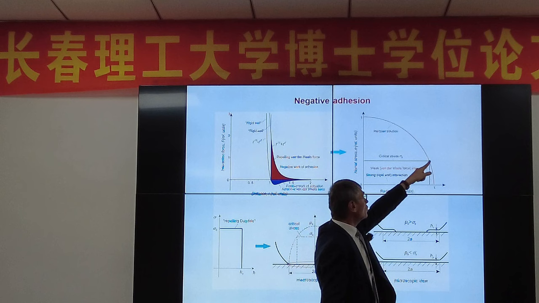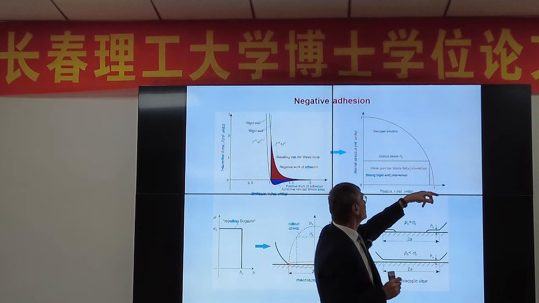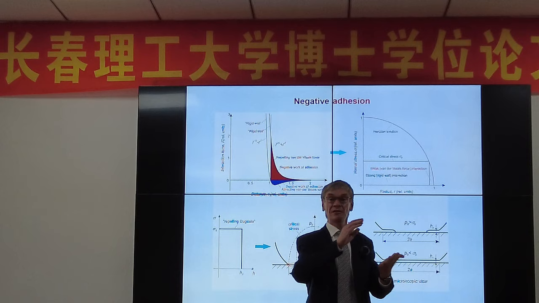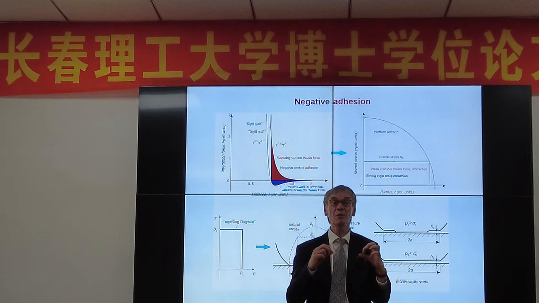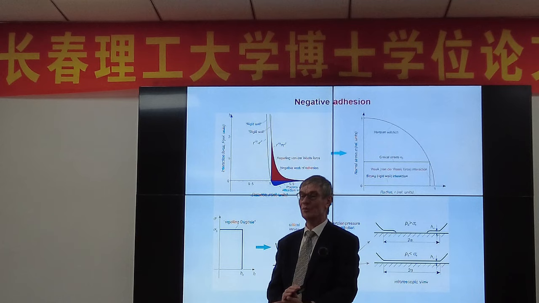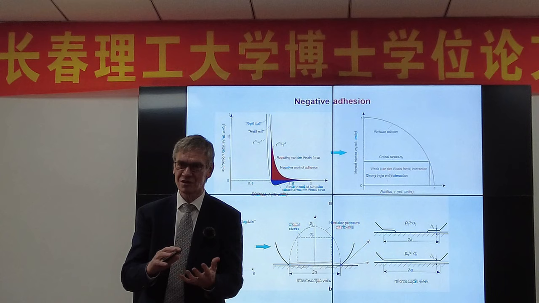And everywhere where the repelling force is larger than this pressure, they will be levitating. Where the pressure is larger, there will be strong atomic interaction, in atomic contact. So there will be regions of strong interaction and regions of weak interaction.